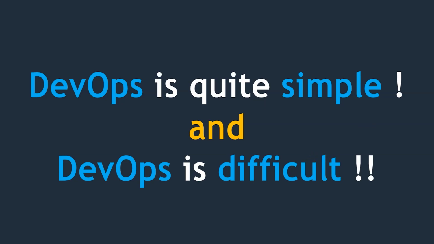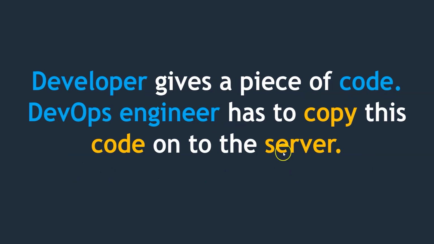First, let's see what a DevOps engineer does. A developer gives you a piece of code. To whom will they give it? They will give it to the DevOps engineers, and the DevOps engineer has to copy this code onto the server. But while the developer is giving this code to the DevOps engineer, he asks us to follow some rules or keeps some conditions. Let's see those conditions or rules.